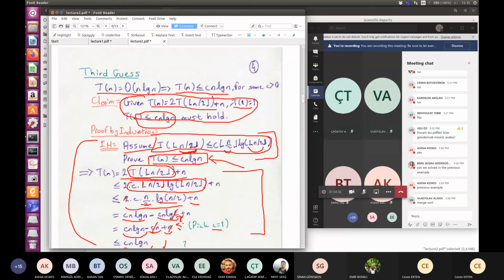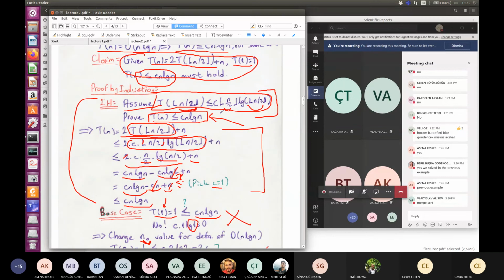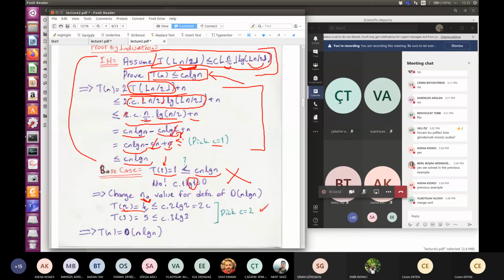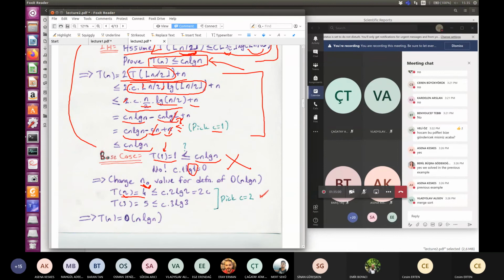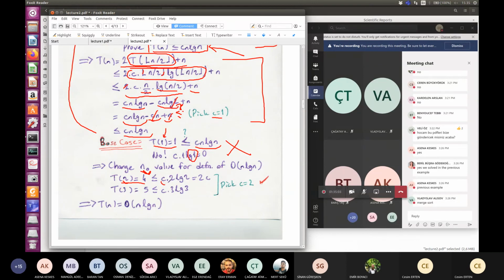So if we have T of 1 equal to 1, according to this recurrence, we have T of 2 equal to 2 times T of 1 plus 2, so 2 times 1 plus 2, which is 4. So T of 2 is equal to 4. Is our claim that T of n is less than or equal to C times n log n true for n equals 2? For n equals 2, we have C times 2 times log 2, so we have 2C. Is 4 less than or equal to 2C? If we pick C equal to 2, this will hold.